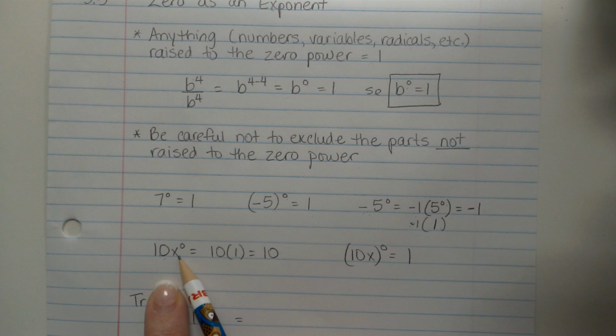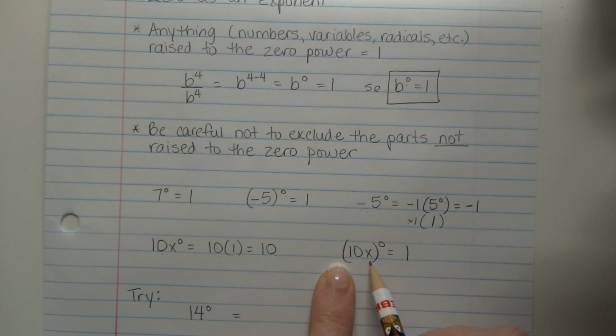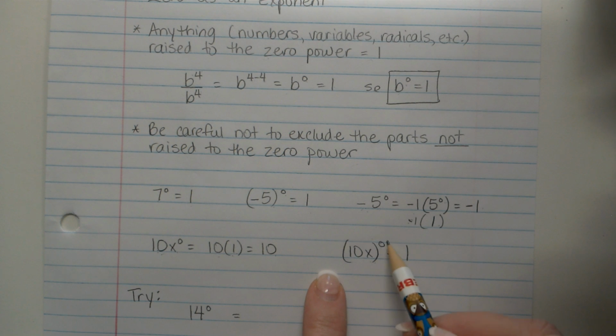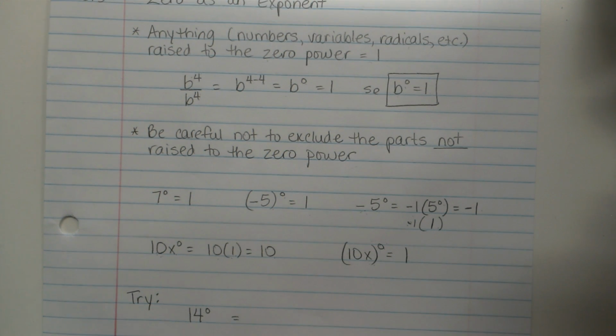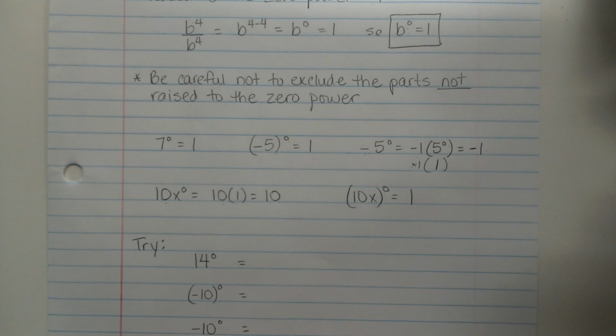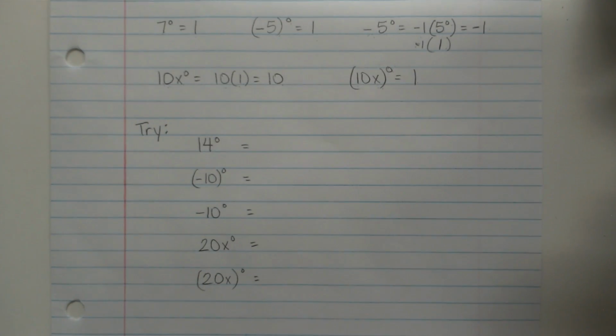So 10 times 1 is just equal to 10. Now, if the 10 and the x were both raised to the 0 power, it's the same as saying 10 to the 0 times x to the 0, so it's 1 times 1, and you get 1. All right, so let's try a few. Try them, and then come back and check your answers on the video.